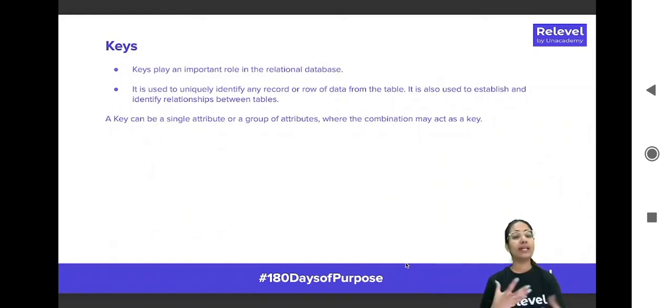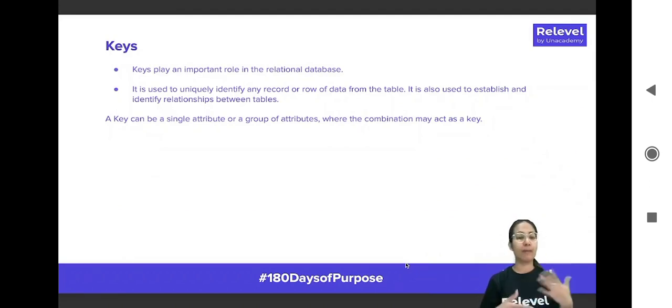Now, what are keys used for? Keys are basically used to identify a record, or a row of data, from the table. A record is nothing but a row in a specific table. It is also used to establish and identify relationships between the tables. A key can be a single attribute or a group of attributes, where the combination of attributes may act as a key.